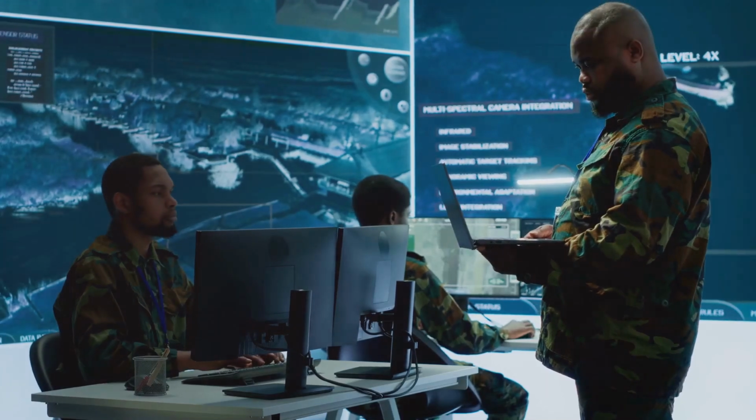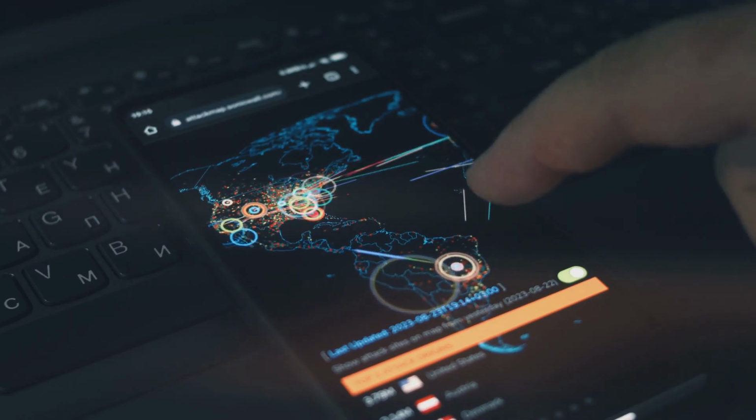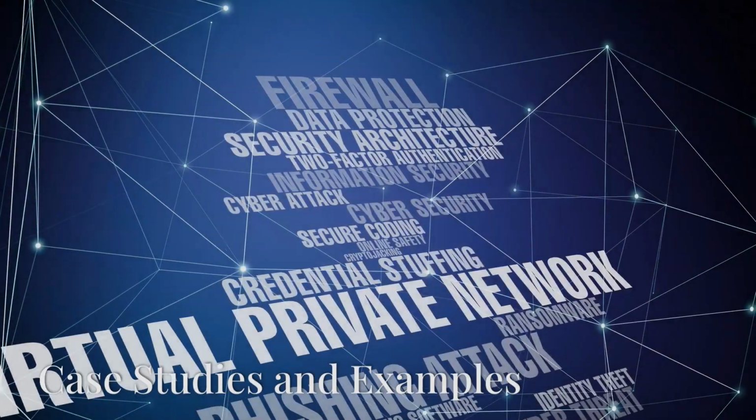The cat-and-mouse game between attackers and defenders is ongoing. As WAFs evolve to counter new threats, attackers develop new evasion techniques.